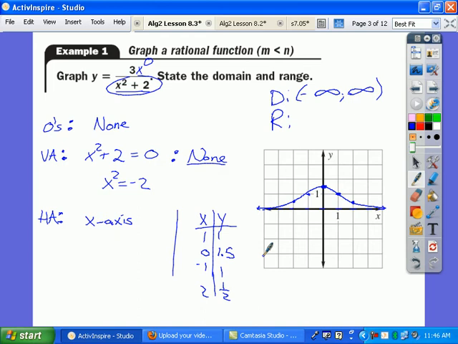Remember, when we talk about range, we're talking about the y values, and we start down here, right? Is the graph down here? No. Okay, so we know immediately it's not going to be all real numbers.